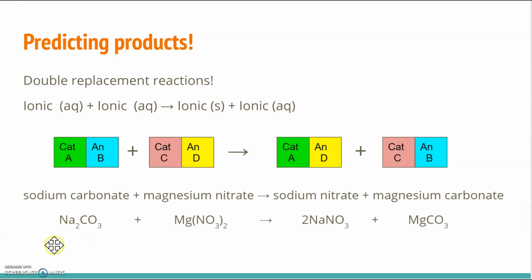Did you get it right? 2 sodiums over here, so I need 2 sodiums over here. 1 magnesium, 2 nitrates. There are 2 nitrates because the 2 goes with not just the sodium, but also with the nitrates. So it is a balanced equation.